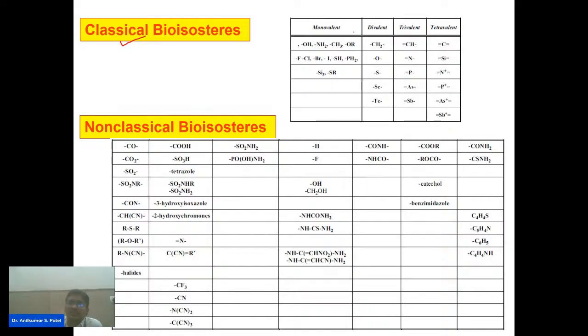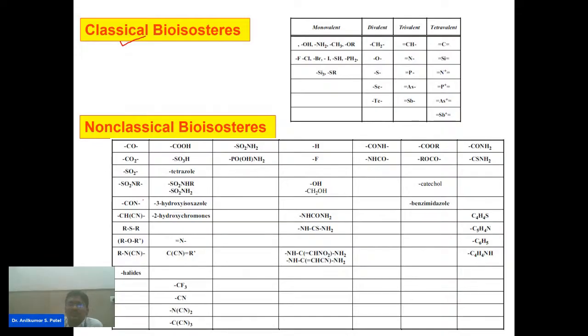We can change the molecule with atoms of the same valency, a monovalent atom for a monovalent atom. Then it is called a classical bioisostere. Non-classical isosteres have several types of examples. When a ketone group is present, we can modify it to an acid, sulfonamide, acid amide, ester, or any amide. That is called non-classical.